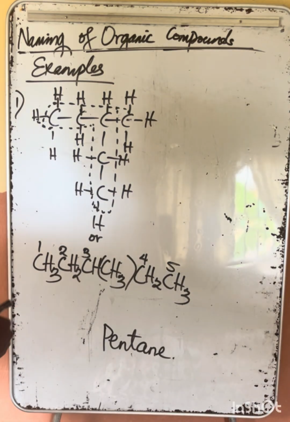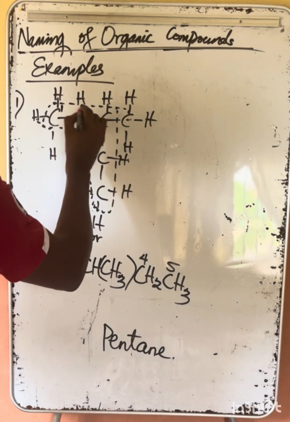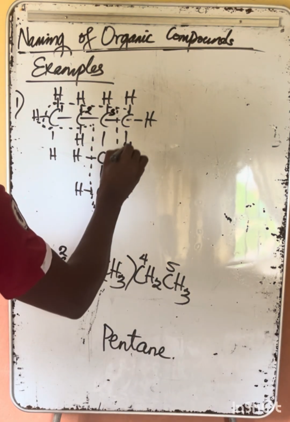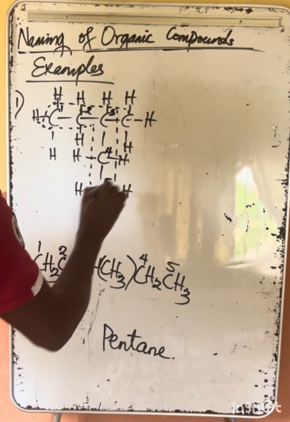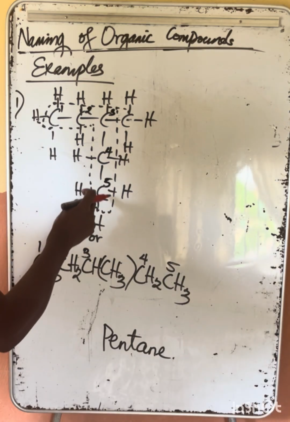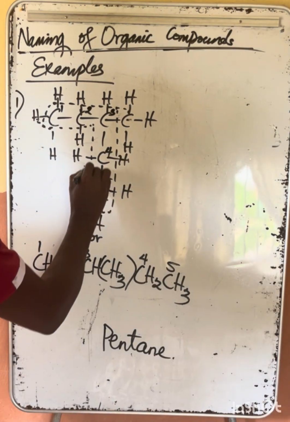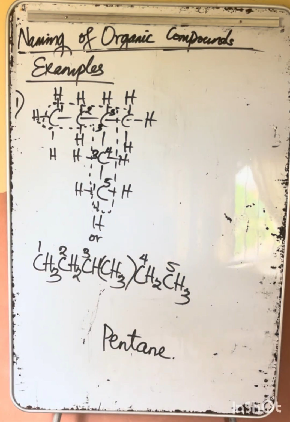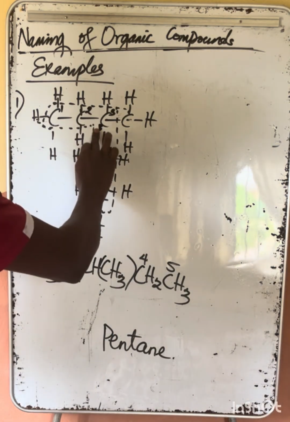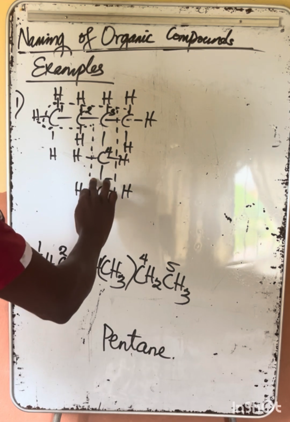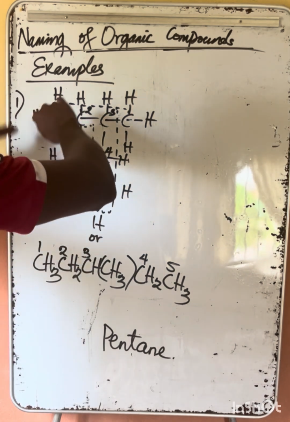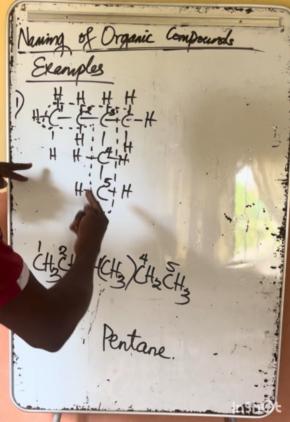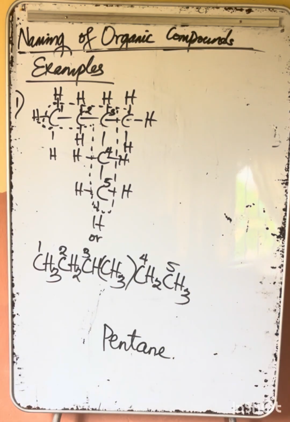So let me count from downwards. This is what I did here: 1, 2, 3, 4, 5. Okay, so I can start from this way again. Let me count: 1, 2, 3. Although either way, it is still attached to carbon atom 3. So since it is attached to carbon atom 3, whether I count from left to right, or down, or up that way, it still remains the same thing. So for that reason, any numbering order goes.